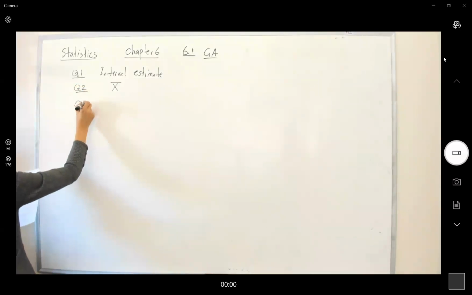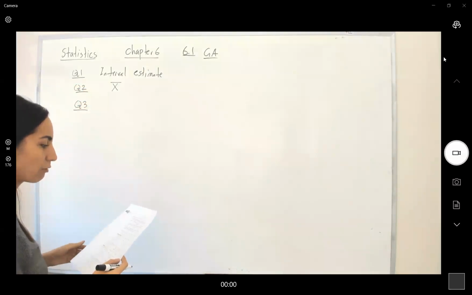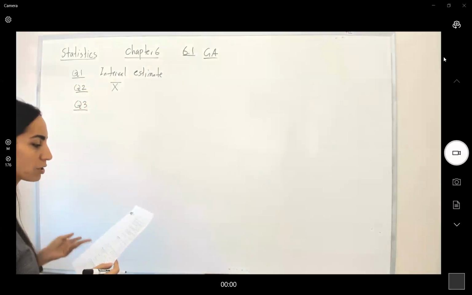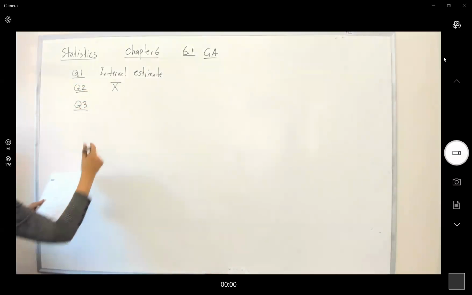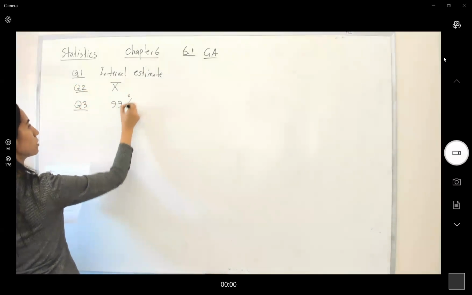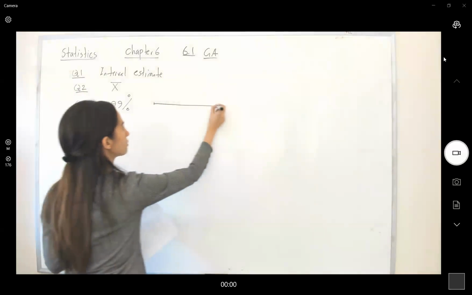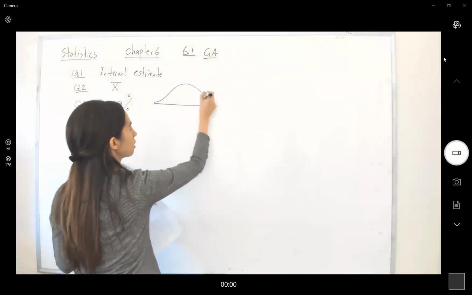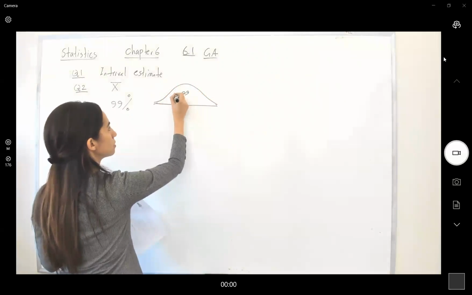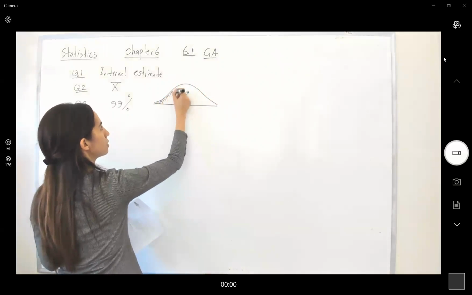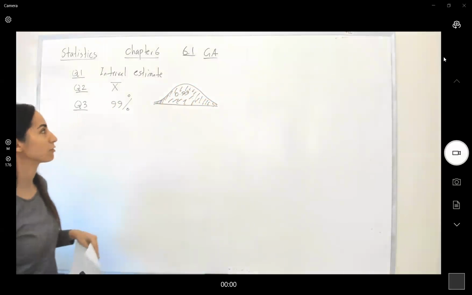Question three says, for the same sample statistics, which level of confidence would produce the widest confidence interval? So 99% gives us the widest confidence interval, because it's 99%. It covers the main portion of the graph, 99%.